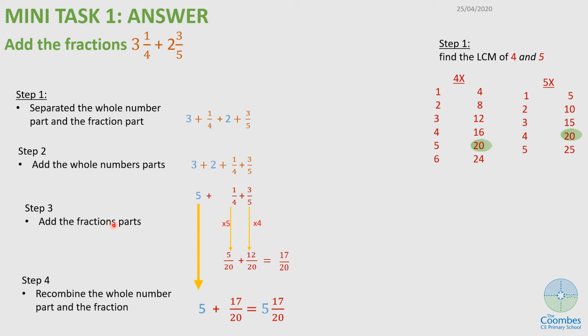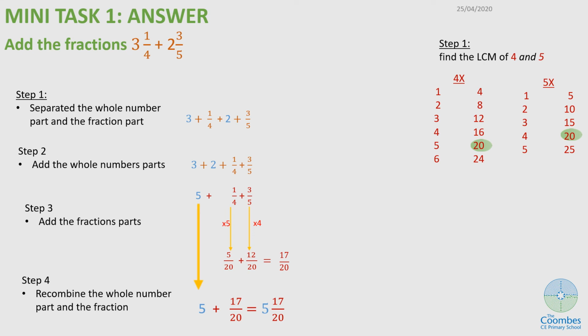Next is to add the fraction part. Now I'm going to add 1/4 to 3/5. To do this, I have to use previous knowledge. So come with me to the right hand side here. Now to do that, I can see they have different denominators. So I'm going to find multiples of 4 and 5. That's just the 4 times table and then the 5 times table. So I know 4 times 1 is 4, 4 times 2 is 8, 4 times 3 is 12, 4 times 4 is 16, 4 times 5 is 20, and 4 times 6 is 24.